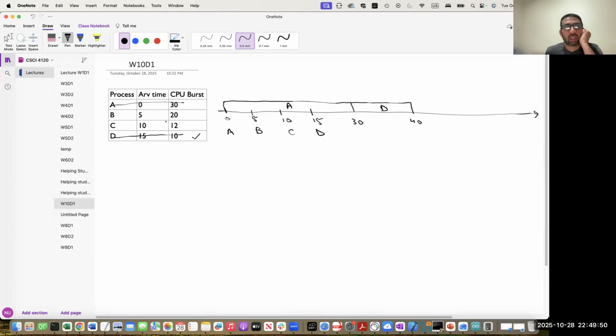After that, I have two candidates, C and B. Which one has the smaller burst time? C, so it runs for 12 time units, reaching 52. I'm left with B, which runs for 20 time units, reaching 72. Now I'm done with all of them. So finish time, let's say for A, B, C, D. I'm writing F for finish time.